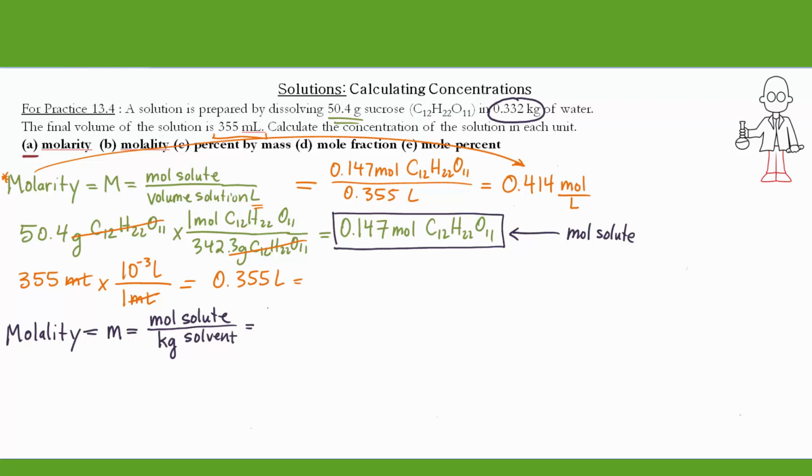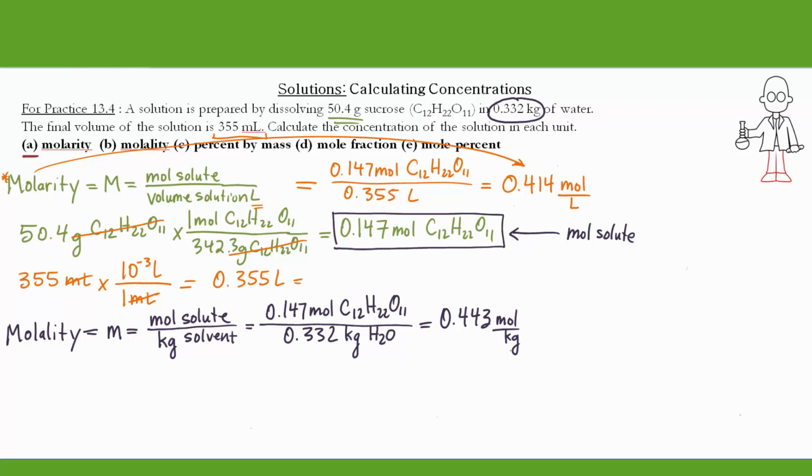So what we do is we divide the number of moles of solute, 0.147 moles of C12H22O11, by the kilograms of solvent, 0.332 kilograms of H2O, and that is equal to 0.443 moles per kilogram. So that is the molality of the solution.